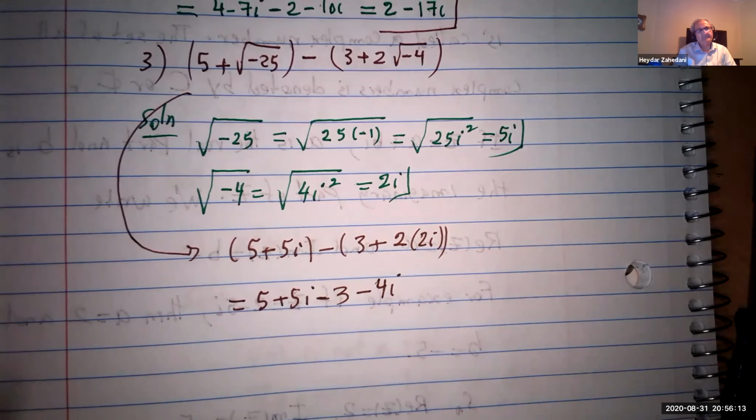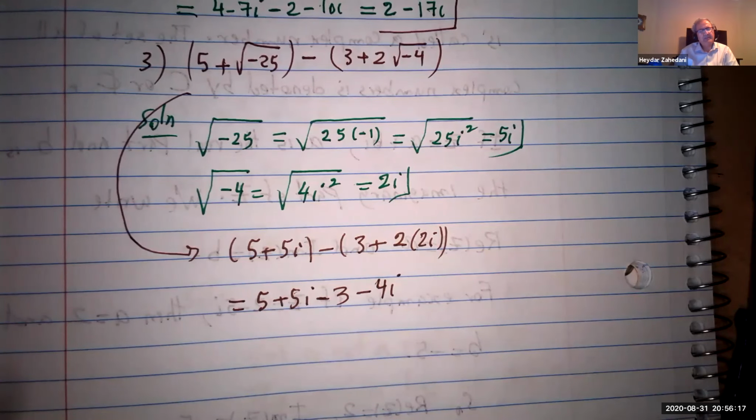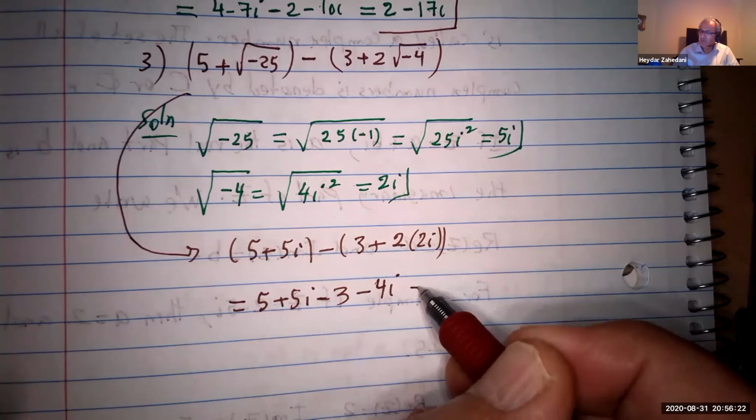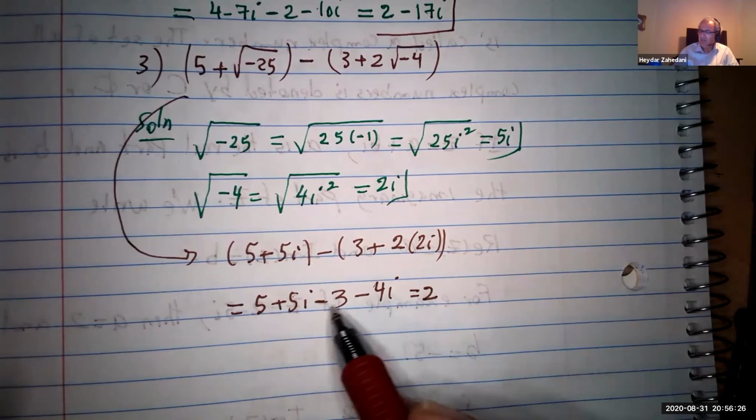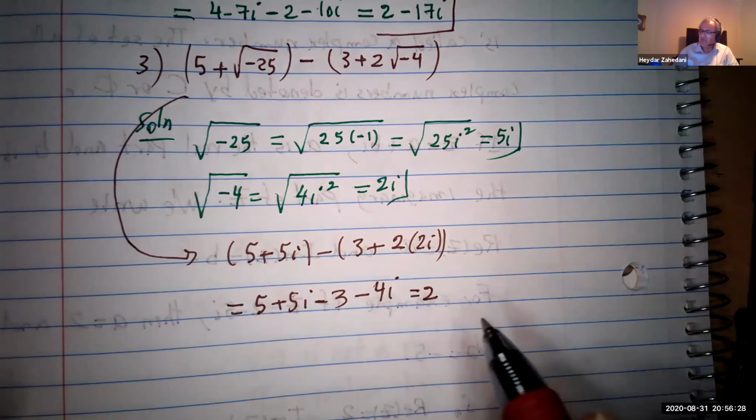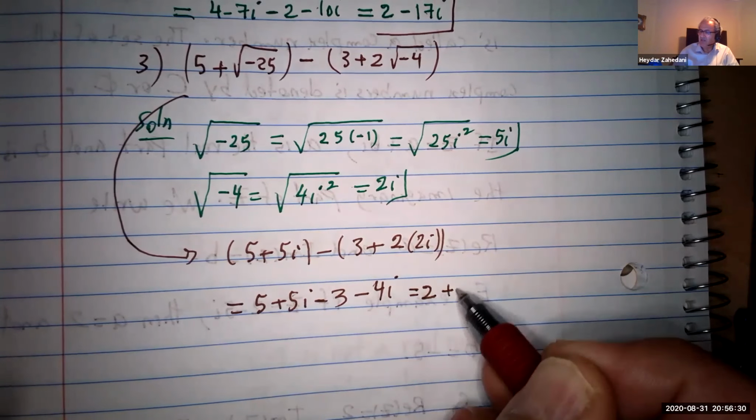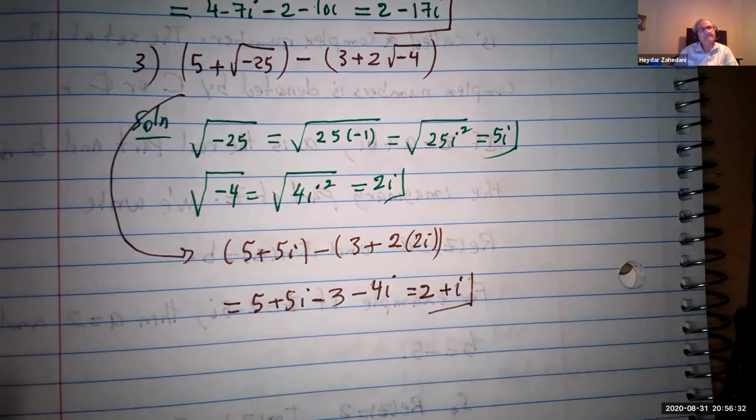Any question? Now combine the like terms. 5 minus 3 would be 2. 5i minus 4i gives you just 1i. So it's going to be plus i, and then you're done.